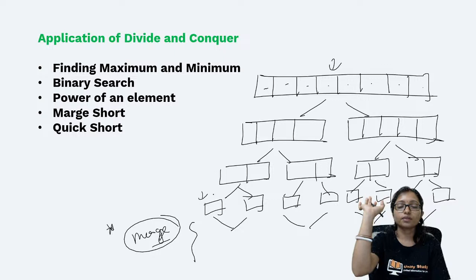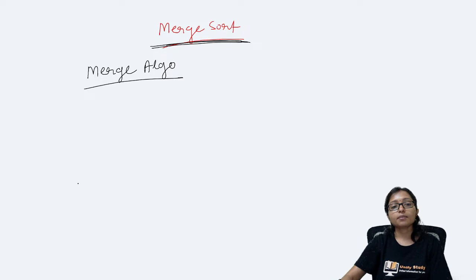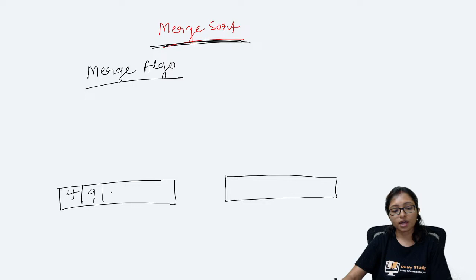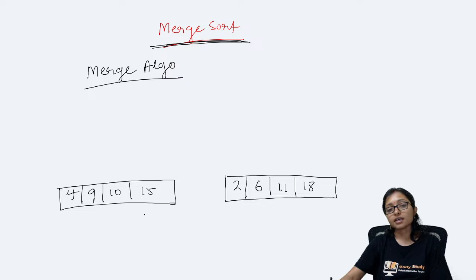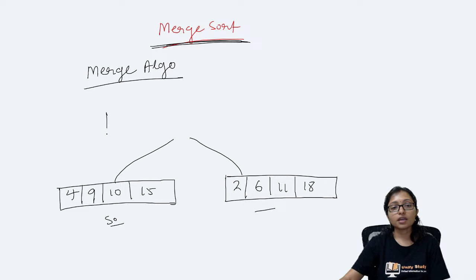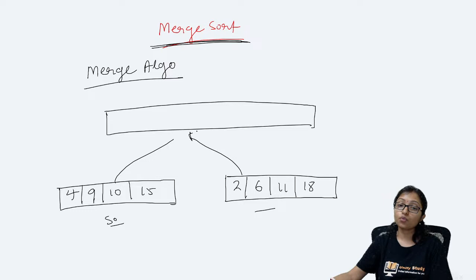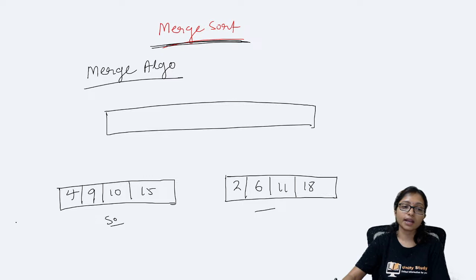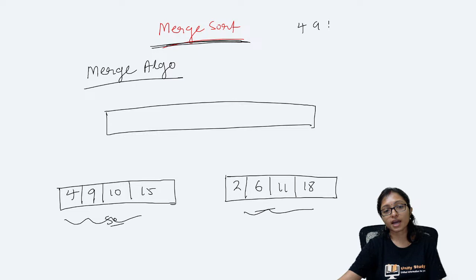So how is the merge algorithm going on? I am taking two sorted arrays here, that is 4, 9, 10 and 15. Another one is 2, 6, 11 and 18. You can see this is also sorted, this is also sorted, right? These both are sorted. Now I am trying to merge them in one array. Whenever I am merging, how can I merge? Can I do it so that the first array's elements are together in one place and after that the next one's will be in another place, and then it will be sorted? Can I do it like this? 4, 9, 10, 15, then after that 2, 6, 11, 18, then is it sorted? Can I do it like this?